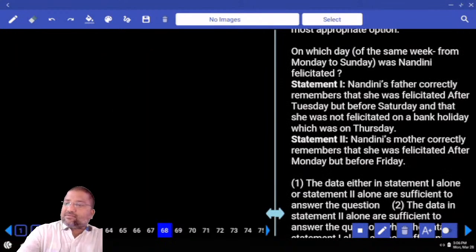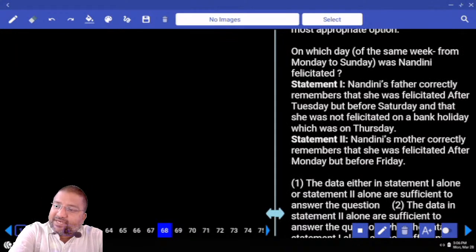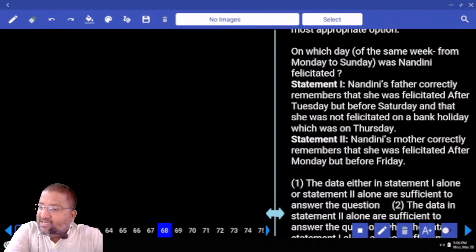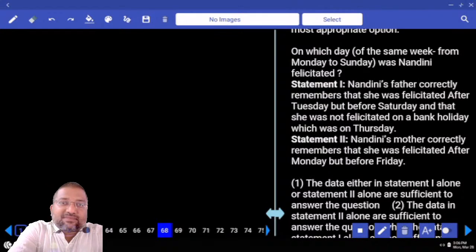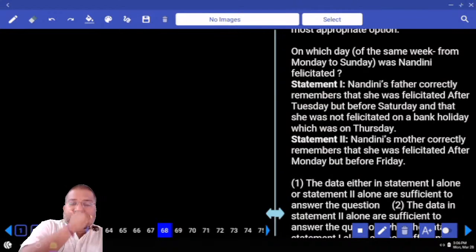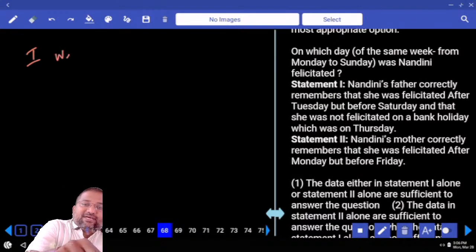68. On which day of the same week from Monday to Sunday was Nandini felicitated? Nandini's father correctly remembers that she was felicitated after Tuesday but before Saturday, and that she was not felicitated on a bank holiday which was on Thursday. So after Tuesday: Wednesday, Thursday, Friday, before Saturday. But she is not felicitated on Thursday. According to the first statement, your answer is Wednesday or Friday.